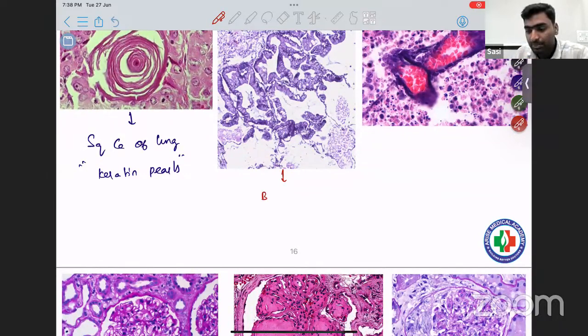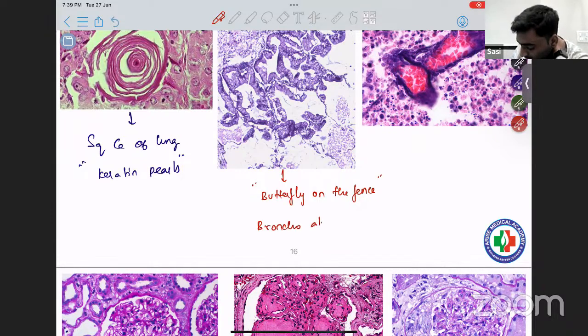Next one, if you see this one, they are known as a typical pattern. They are known as what? Butterfly and fence appearance. This typical butterfly and fence appearance is seen in which condition? Yeah, correct. You are getting it correct. It is seen in a case of bronchoalveolar carcinoma.